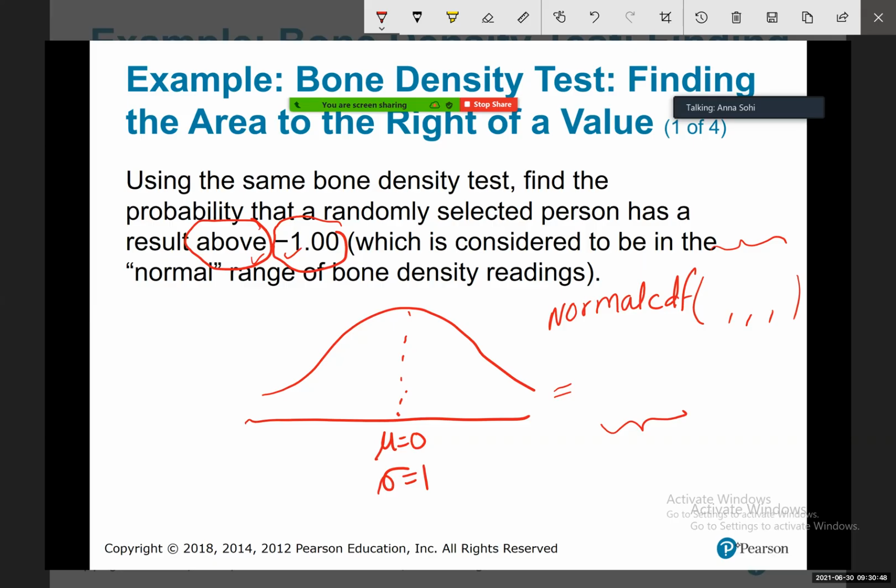So let's do that. Mark, so you know this is 0. Eyeball where -1 could be. Highlight above -1, so there's no stop, you go all the way above. And then I want you to fill in all 4 spots here. Lower, upper, mu, sigma. And then I want you to use the calculator to find the probability.